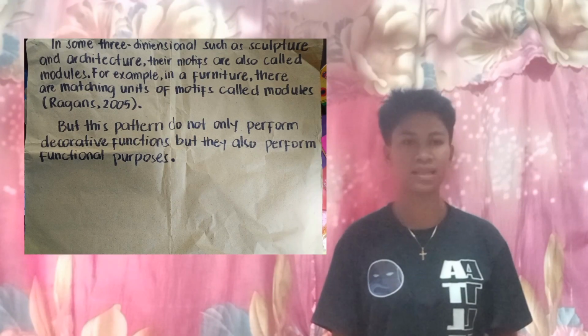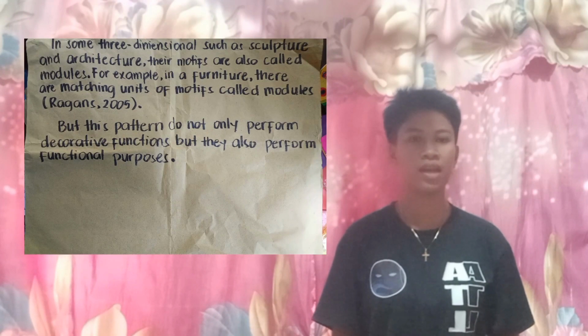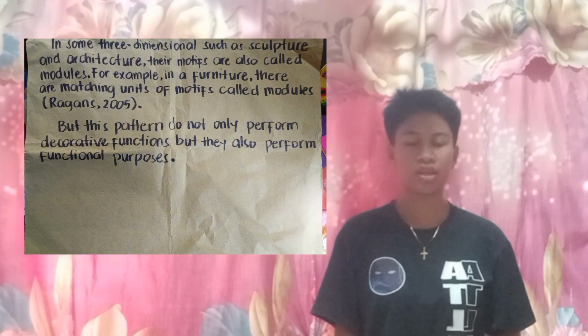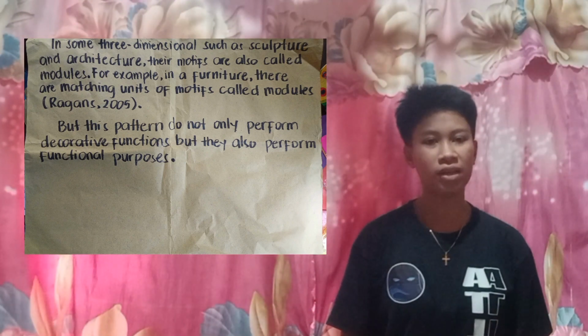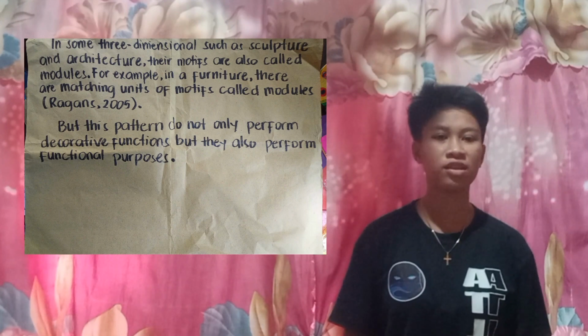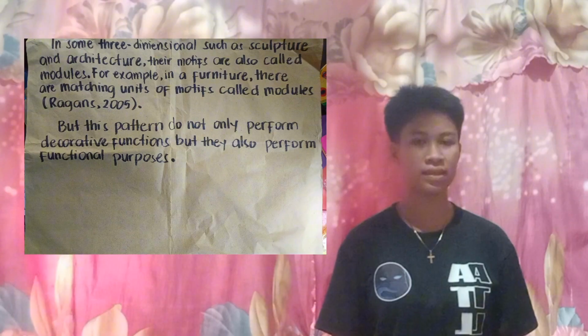In three-dimensional forms, such as sculpture and architecture, their motifs are also called modules. For example, in a furniture, there are matching units of motifs called modules. This is defined by Reagan's 2005. But these patterns do not only perform decorative functions, they also perform functional purposes.